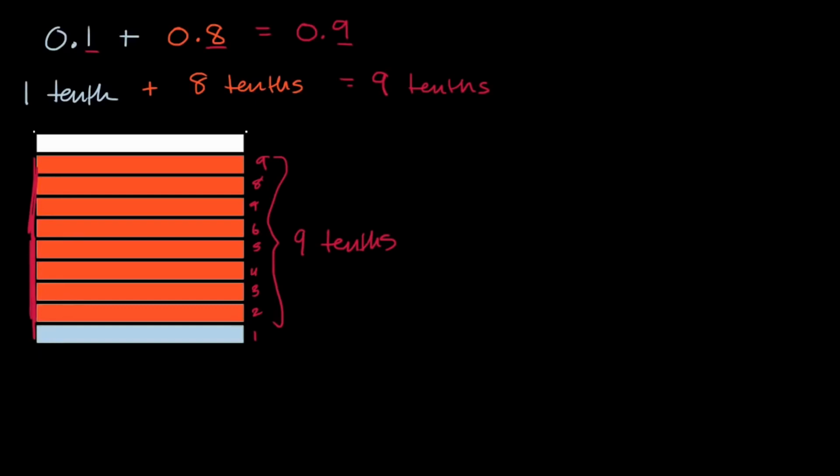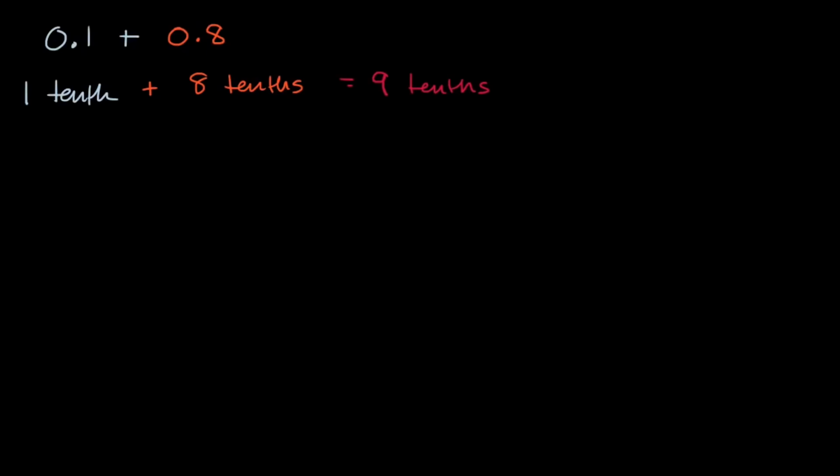So let's keep building. Let's do another example. So let's say that we clear all of this out. So let's say that we want to add, I have trouble, my pen isn't working. Let's say we want to add 3 tenths, and to that we want to add 9 tenths.